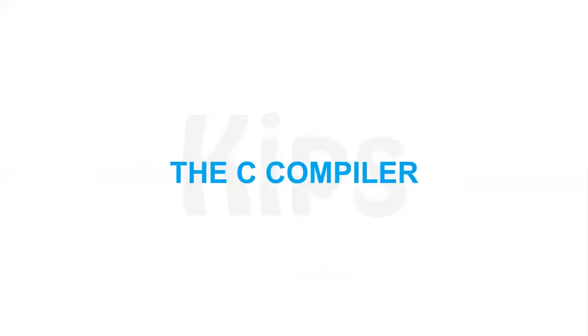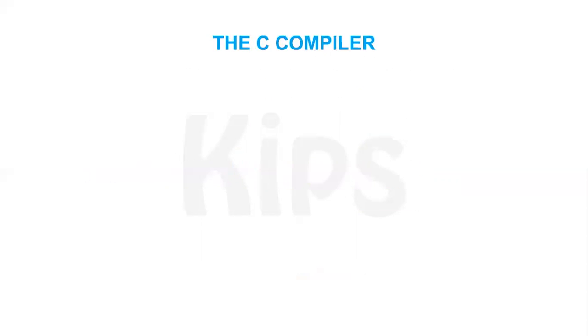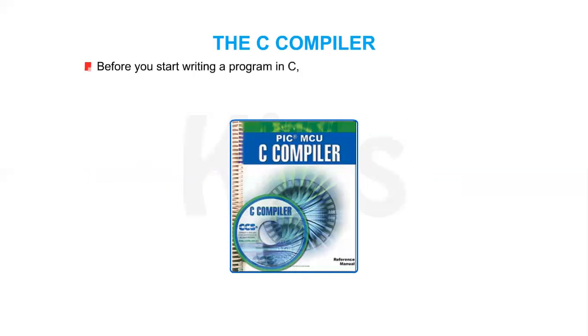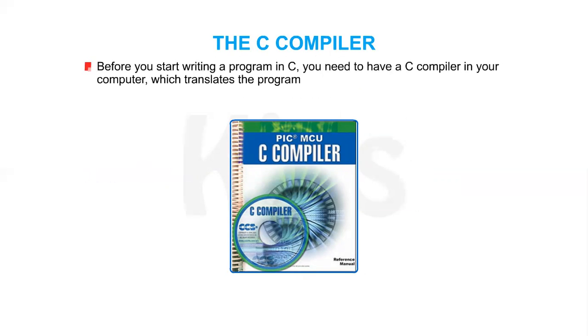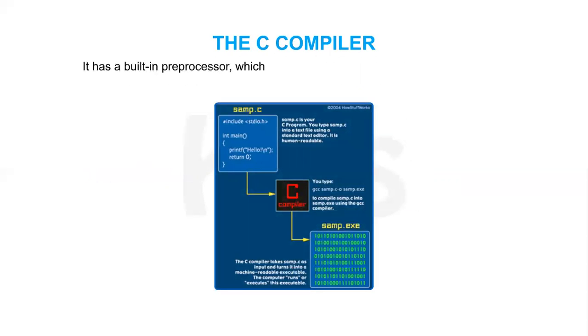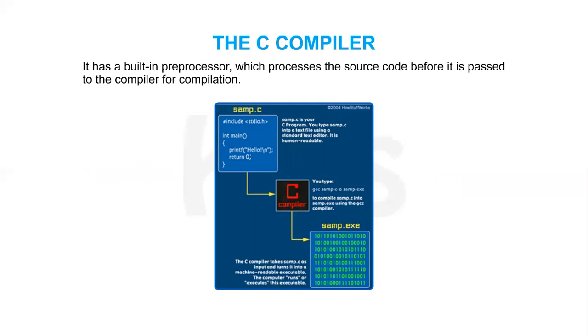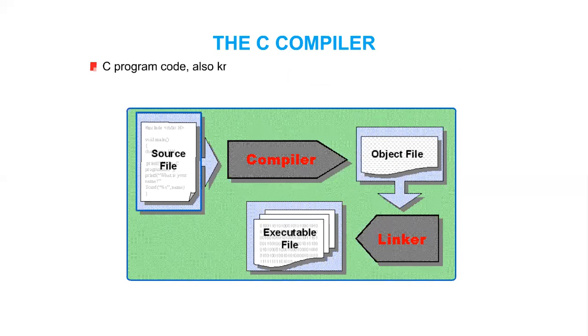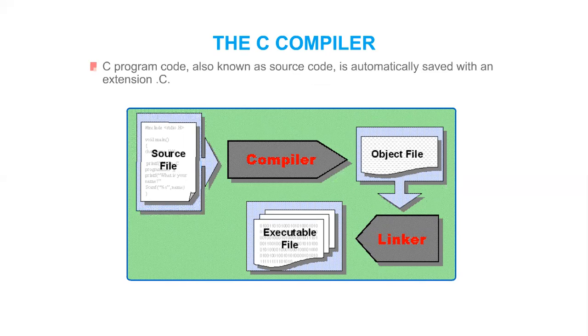Students, let us talk about the C compiler. Before you start writing a program in C, you need to have a C compiler in your computer, which translates the program into machine language. It has a built-in preprocessor which processes the source code before it is passed to the compiler for compilation. C program code, also known as source code, is automatically saved with an extension .c.